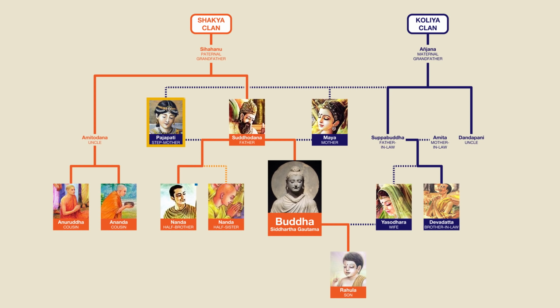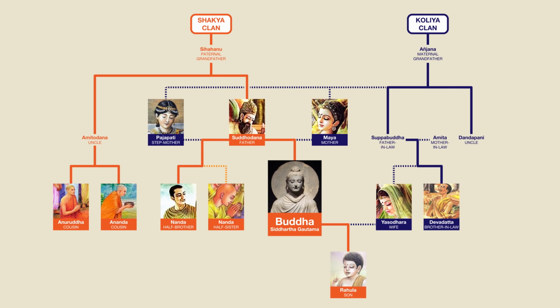They were named Nanda and Nanda. Note that while the English spelling is the same, the pronunciation is different. Nanda, Nanda. Both of Buddha's siblings would go on to become his followers, but both also had their struggles, which are described in Buddhist literature. But I'm getting ahead of the story.